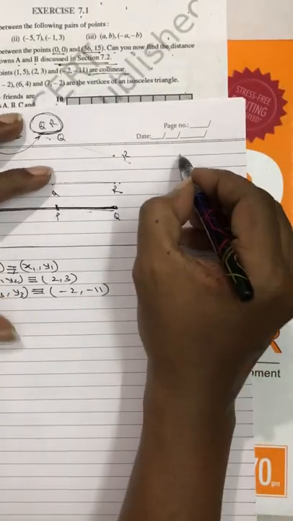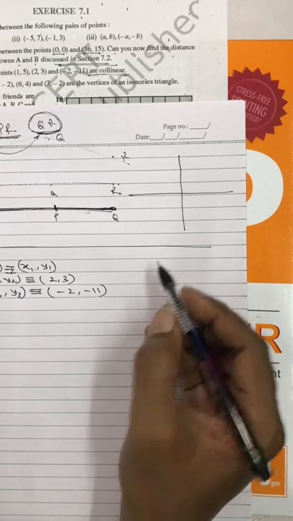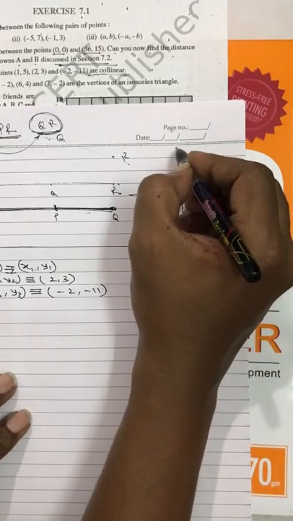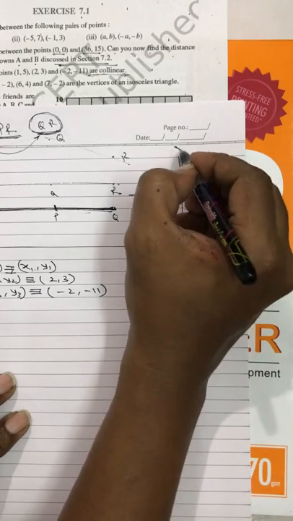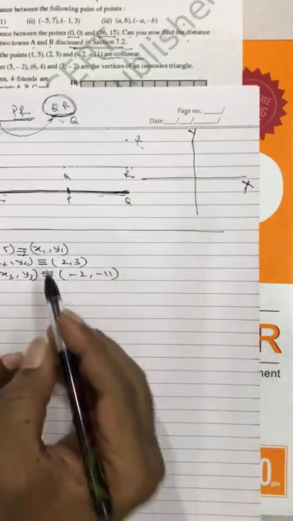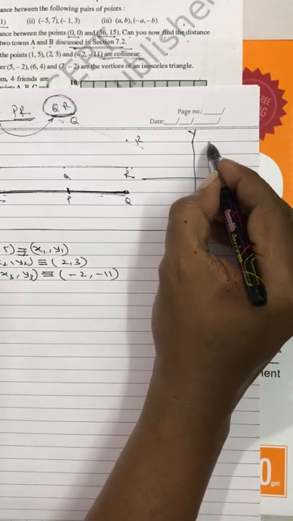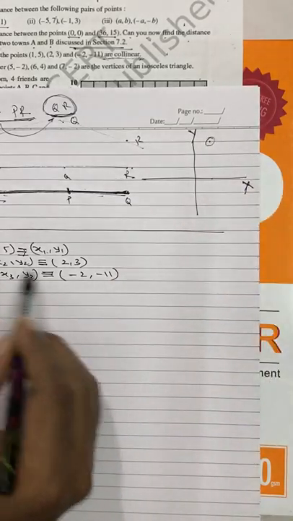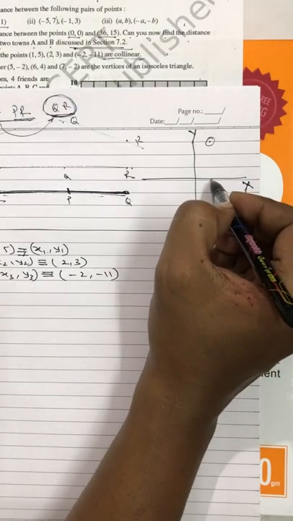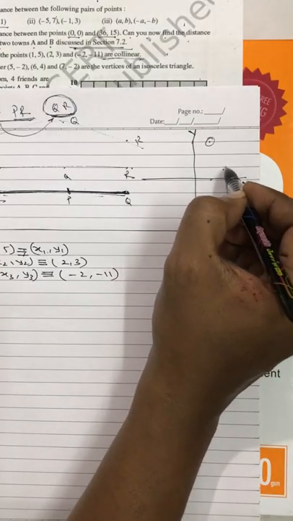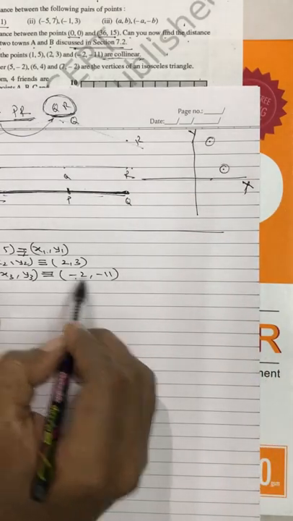How are these going to be framed? Always have the habit of drawing the diagram. Diagrams are your true friends. When it comes to physics, units are your true friends, and when it comes to geometry, diagrams are your true friends. How will this be looking now? P is (1, 5), somewhere over here on top. And where will Q be? (2, 3), again first quadrant. Both are in the first quadrant. This will be (2, 3), somewhere over here. And R will be (-2, -11).